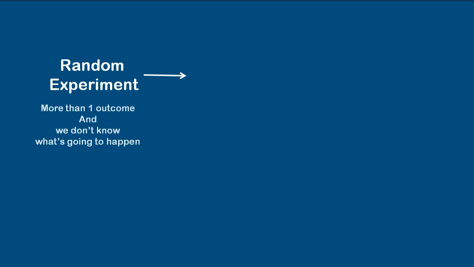So the first thing that you will see in probability is called a random experiment. So what is a random experiment? A random experiment is basically something which has more than one possibility and you cannot predict what's going to happen. I will give you some examples. So as I told, it has more than one outcome and we do not know what's going to happen. Basically, we cannot predict. If you can predict things, then it's not a random experiment, right?